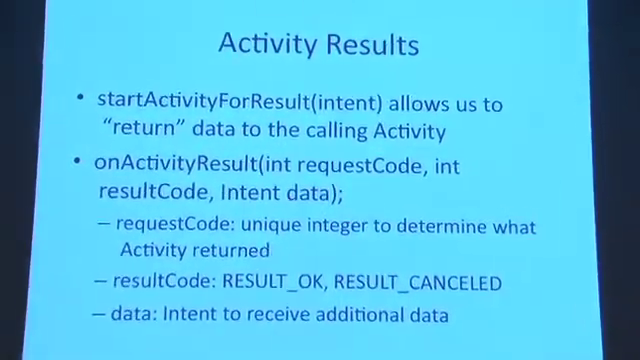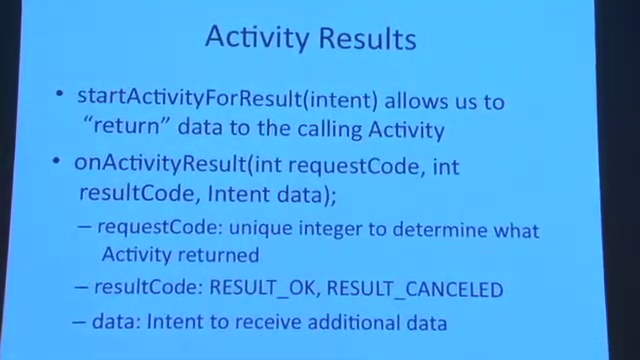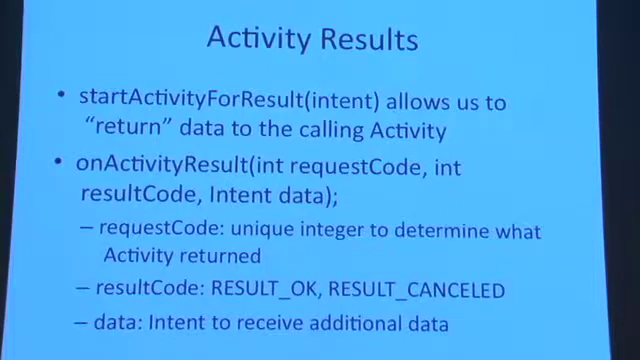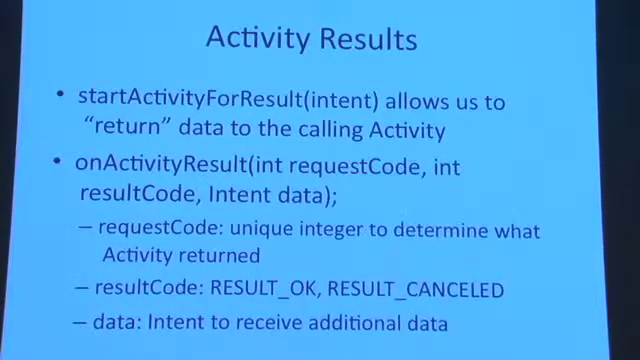The next thing we're going to be doing is seeing if we can get a result from an activity. The command startActivityForResult, with an intent, allows us to return data to the calling activity. An example of this would be if you were accessing a phone's contacts, then you can have the user return the contact that they chose from their contact book using startActivityForResult. And if you have an adequate intent in there, then you can actually get the result that they inputted in the other app.